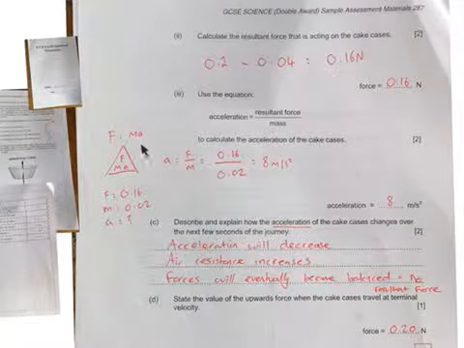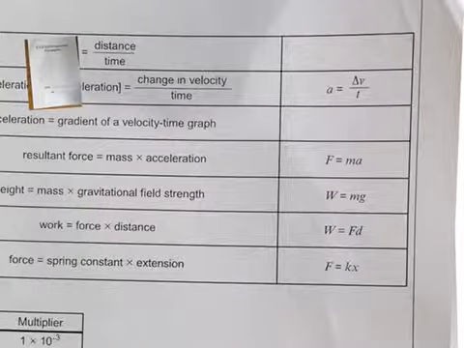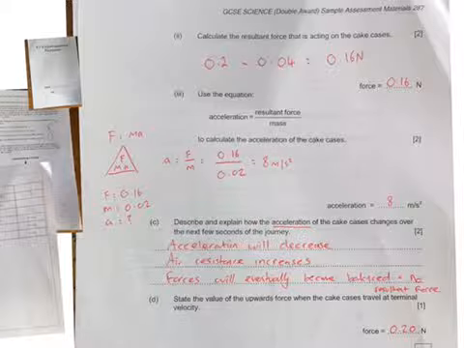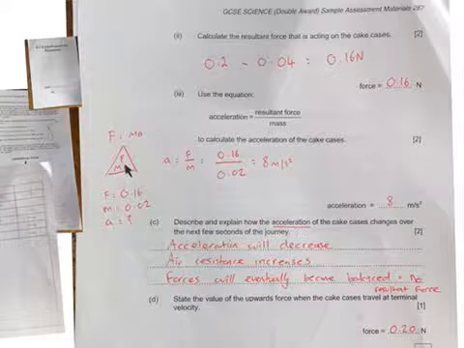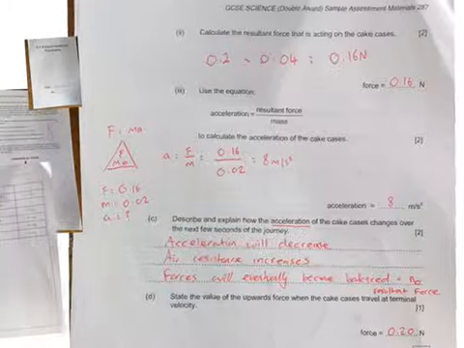So my equation F equals ma, which I get from my equation sheet here. There it is, F equals ma. And it's given to us anyway, rearranged there. So I've put it in a triangle. If you're looking for a, cover up the a. F is over the m. a equals F over m, which is 0.16 over 0.02. It gives me 8 meters per second squared.